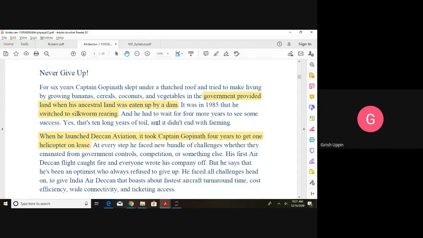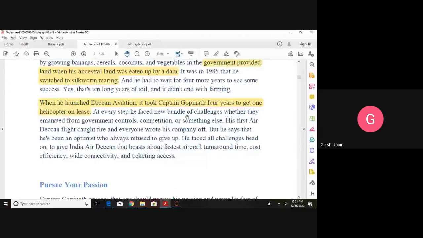And to become very successful in the sericulture business... Captain Gopinath took 4 years to get one helicopter on lease. So when he launched Deccan Aviation, he had to wait for 4 years. Waiting, in the sense that he was working on getting one helicopter on lease.